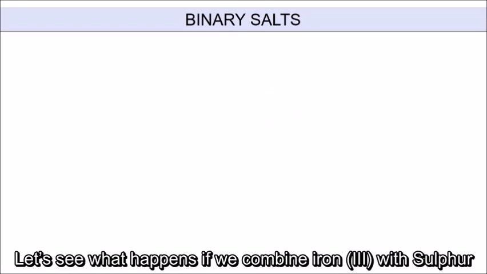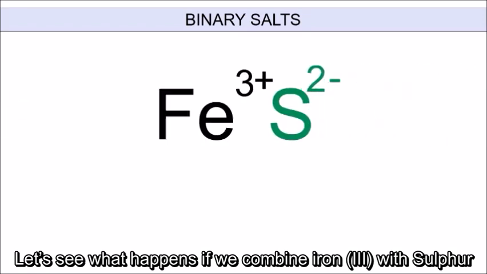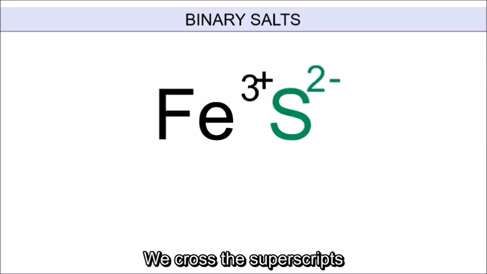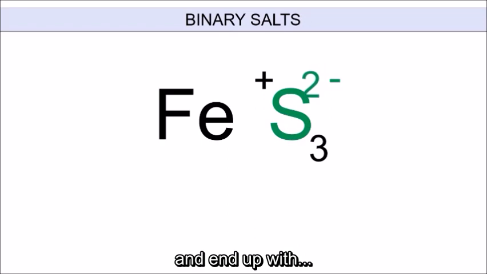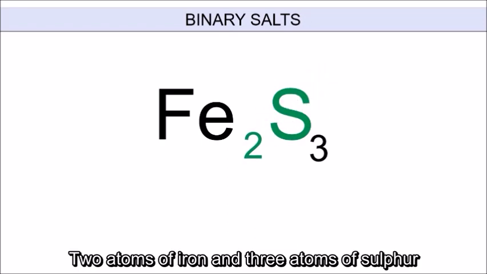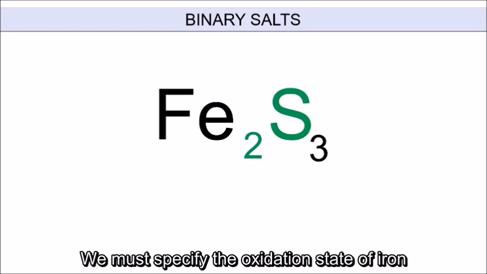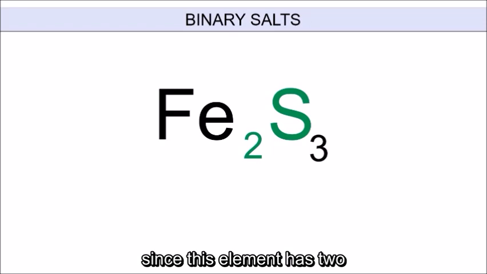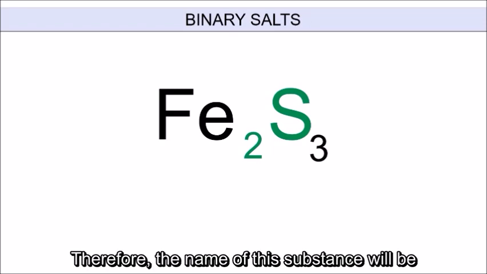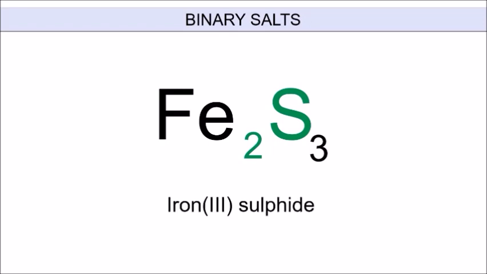Let's see what happens if we combine iron 3 with sulfur. We cross the superscripts and end up with this structure: 2 atoms of iron and 3 atoms of sulfur. We must specify the oxidation state of iron, since this element has 2, iron 2 and iron 3. Therefore, the name of this substance will be iron 3 sulfide.